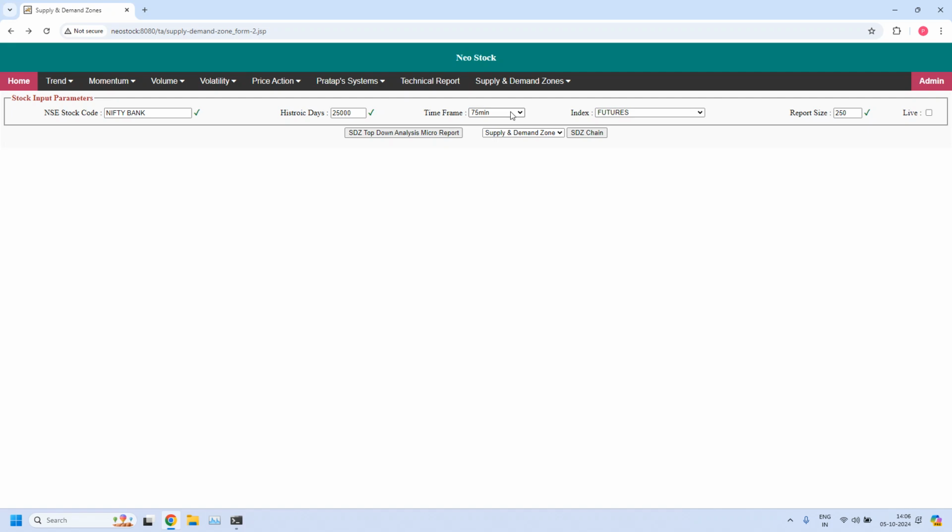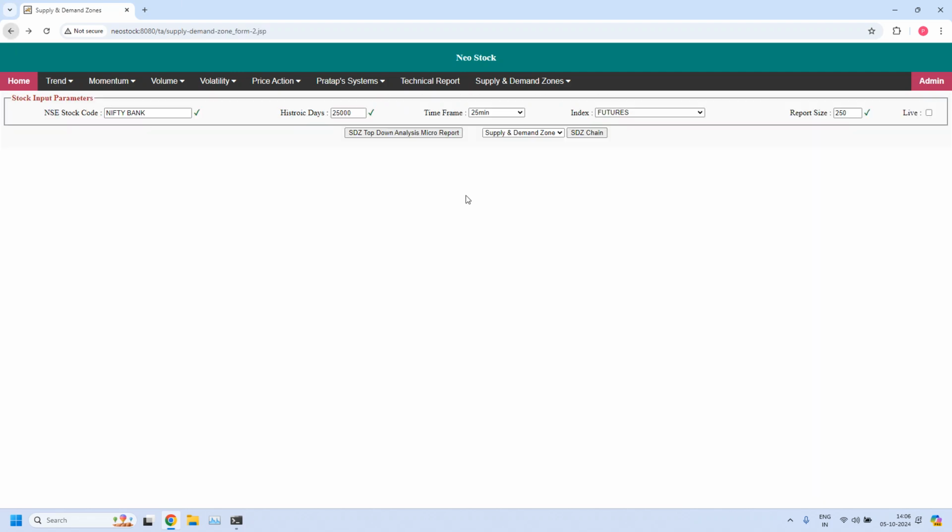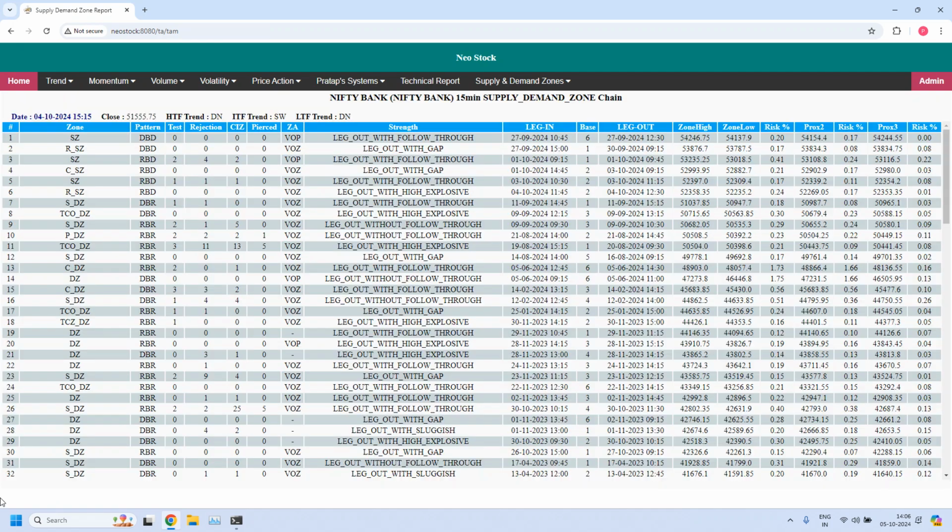Okay, the next time frame is 25 minutes. I am generating 25 minute supply demand zone chain for BANKNIFTY. Fine, the next time frame is 15 minutes. I am generating 15 minute supply demand zone chain for BANKNIFTY.